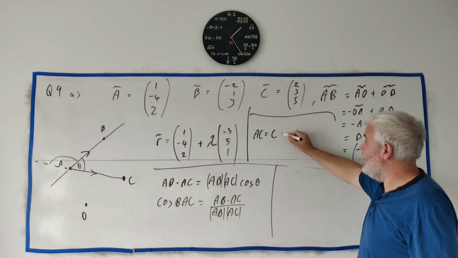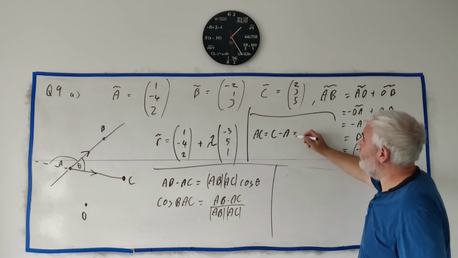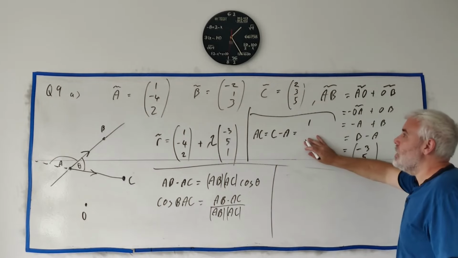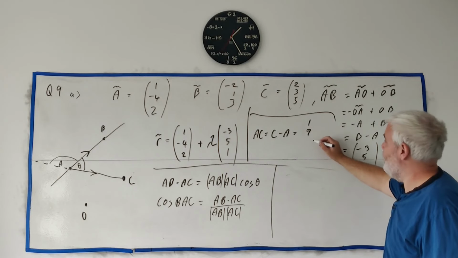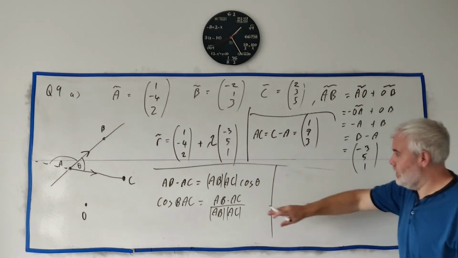AC is equal to C minus A, just like what we said here. And that's equal to C, take away A. 2 take away 1 is 1. 3 minus 4, that's 7. 5 minus 2 is 3. So that's AC.